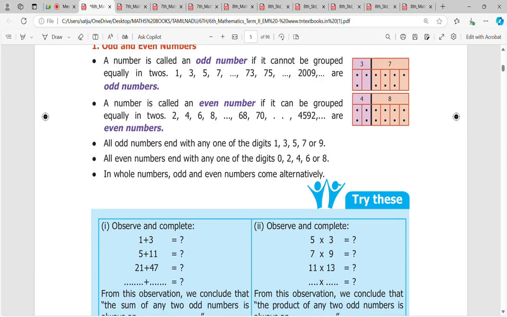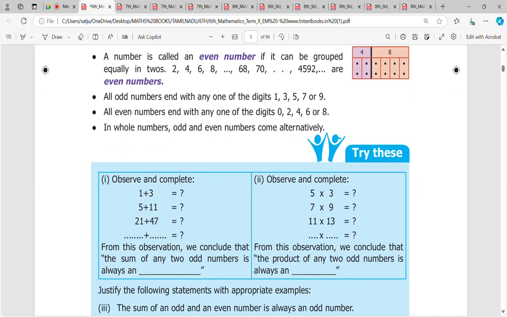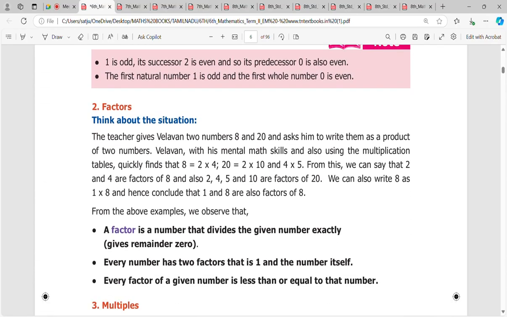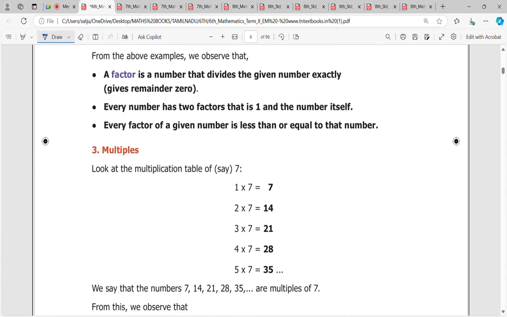Odd number means not a multiple of 2, that is nothing but the odd number. Multiple of 2 is nothing but the even number. Then factor plays a very vital role. Listen very carefully. This is the simple definition of a factor. A factor is a number that divides the given number exactly, which means the remainder is 0. What are the factors for 4? 1, 2, 4.